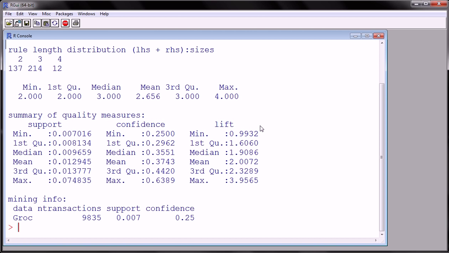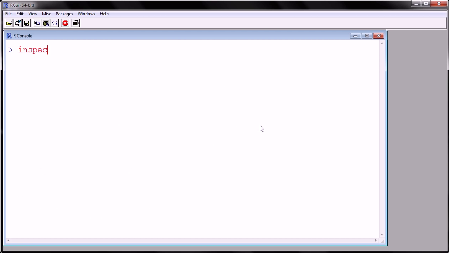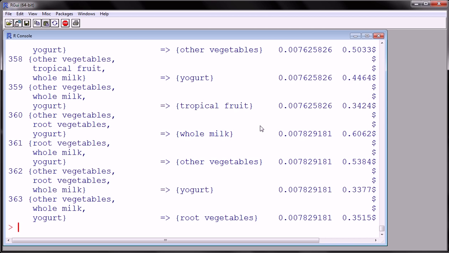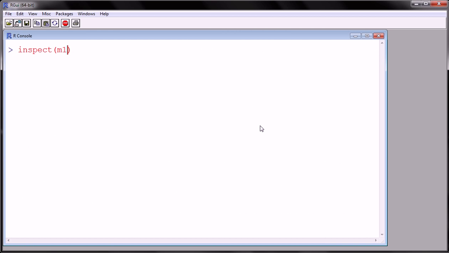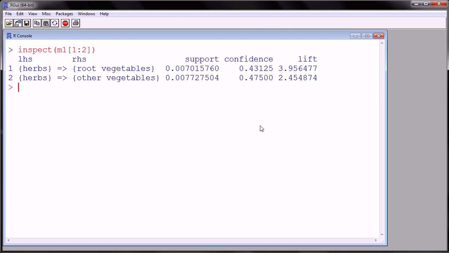Let's actually look at some of these rules. To look at the rules, we can inspect them. Let's inspect M1. If we hit enter here, we're going to see all 363 rules, and we don't want to do that. So let's inspect just the first 2. The first rule says that customers who bought herbs were also likely to buy root vegetables. That rule had a support of 0.007.